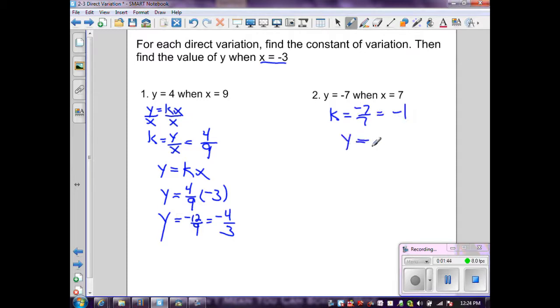Substituting into our formula, y equals kx. K is a negative 1. The value of x is a negative 3. And when I simplify, y equals a positive 3. It wouldn't matter if they gave us a y or x. All I would do is substitute in and solve for the unknown variable.